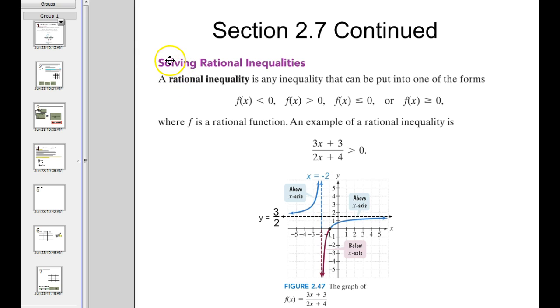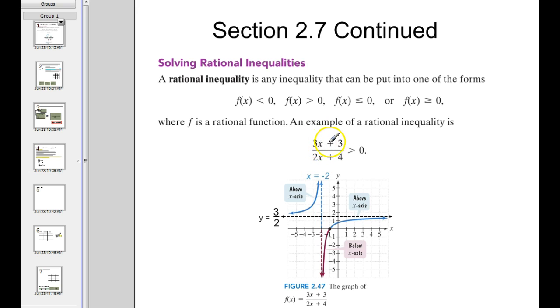Part one, we talked about polynomial inequalities. Part two, we're going to talk about rational inequalities. So a rational inequality is the same thing as before: less than, greater than, less than or equal to, greater than or equal to, where the function that we're dealing with is a rational function, meaning a polynomial on the top and a polynomial on the bottom.